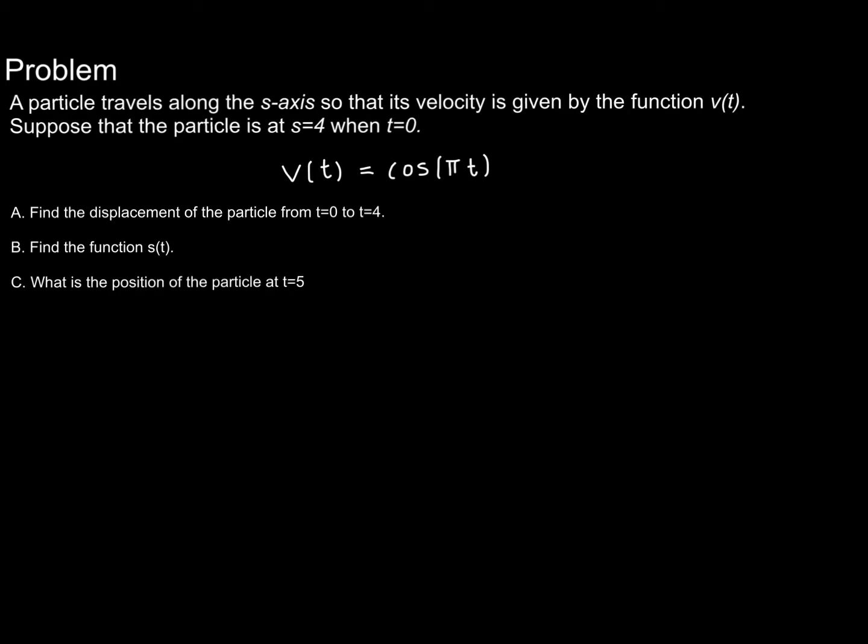Okay, so a particle travels along the s-axis, so that its velocity is given by the function v of t below. Suppose that the particle is at s equals 4 and t equals 0. All right, go ahead and find the displacement of the particle from t equals 0 to t equals 4. Find the function s of t, and then find the position of the particle at t equals 5. Go ahead and work on this on your own first, and then we'll take a look together.